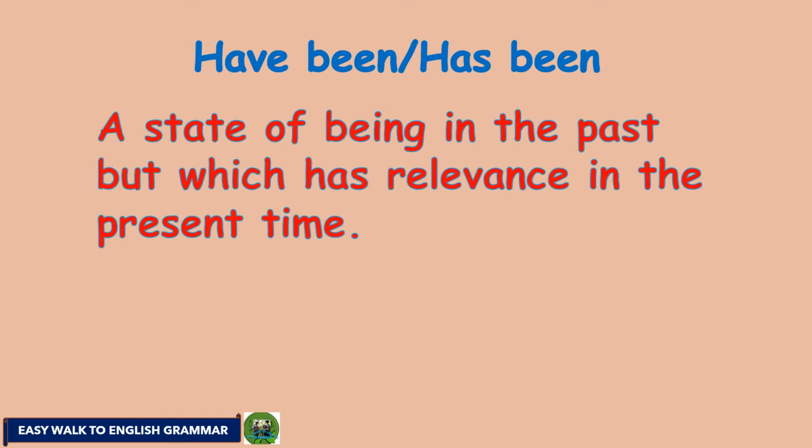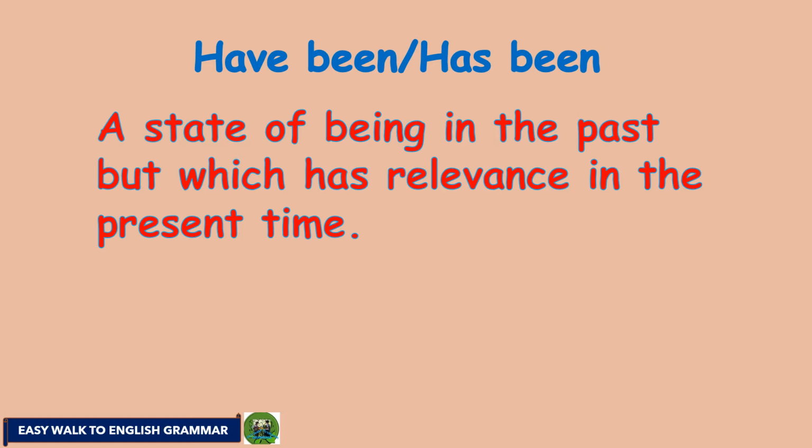In view of the previous sentences, we can come to two definitions related to the use of have been or has been. The first one is a state of being in the past but which has relevance in the present time. Means we can use have been or has been to refer to a state of being in the past but which has relevance in the present time. That state of being is not now in the present time, but that state of being has some relevance when we speak about it in the present time, some importance in the present time. In such cases, we can use have been or has been according to the subject.